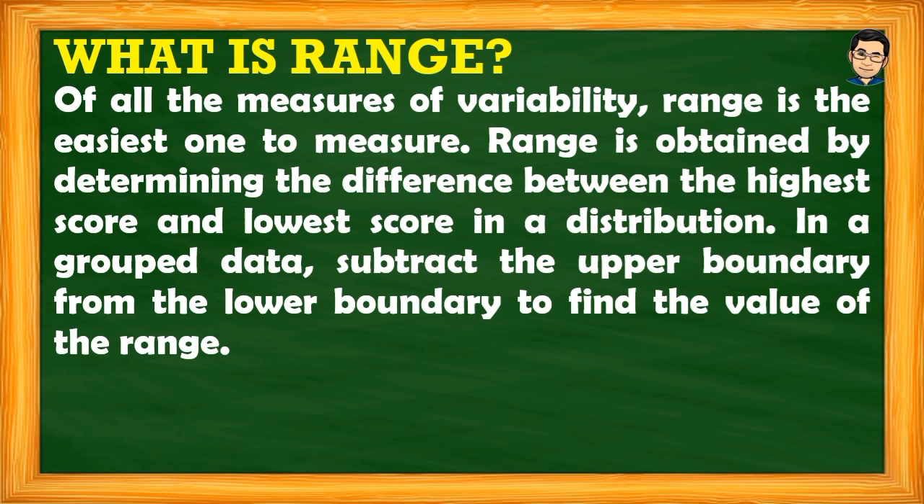There are no complicated steps in the process. We just subtract the lowest score from the highest score. We only determine the highest score and the lowest score in the given data, the given distribution, and that is when we get the range. For grouped data, just simply subtract the lower boundary from the upper boundary to find the value of the range. Since it is easy, we will discuss the range of grouped data together with ungrouped data.